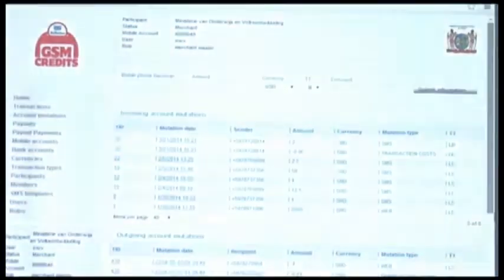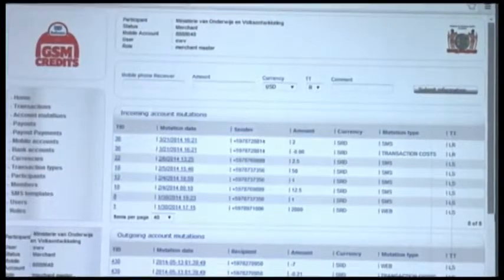This is the web interface, and here you see the name of the business. This is the Ministry of Education and Development, and here we see the logo of the business. Here you can see that we're in the GSM credit system, and this is the home screen. And in the home screen is also the payment option for the businesses.